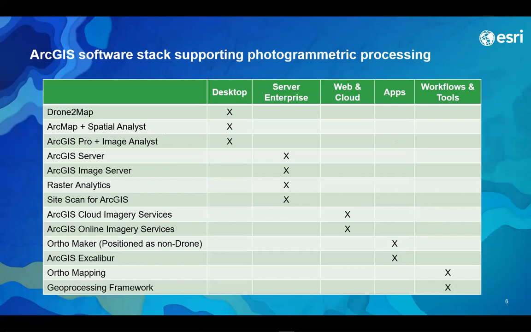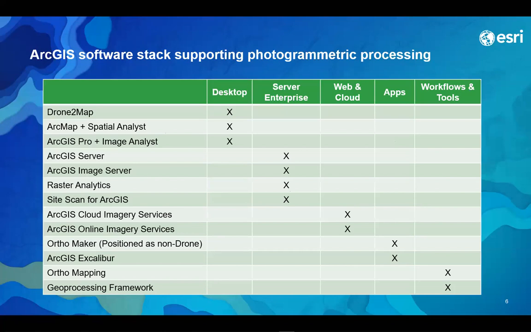ArcGIS Excalibur is a lightweight image visualization and query tool, a search and discover tool, that's also part of ArcGIS Enterprise. And again, this is usually delivered through Portal to your users to allow them to search your imagery holdings in your catalog and decide if they want to do downloads or do some analysis on a selected set of imagery.